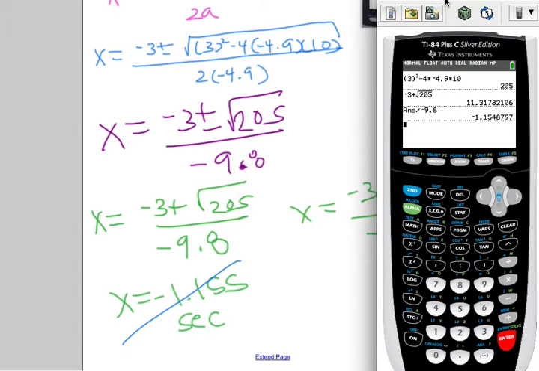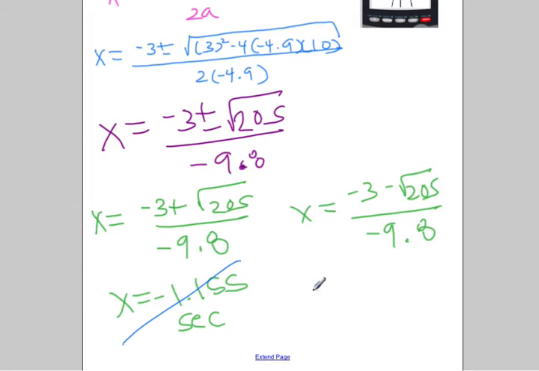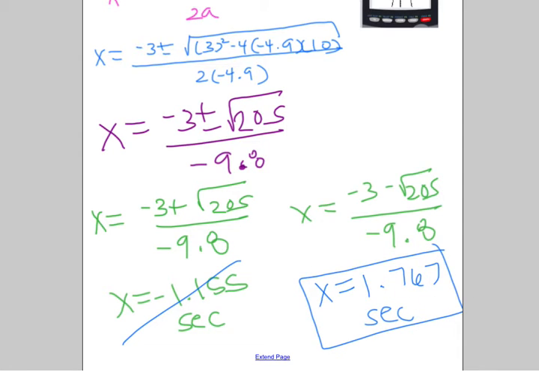I have negative 3 minus the square root of 205. I hit enter, divide by negative 9.8, enter, and I get 1.767. So here, x is equal to 1.767 seconds. Would that one work? Yes. So that's how long it will take for the diver to hit the pool, 1.767 seconds.